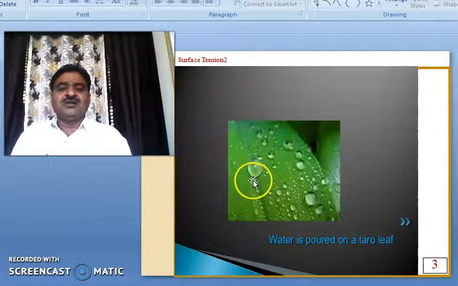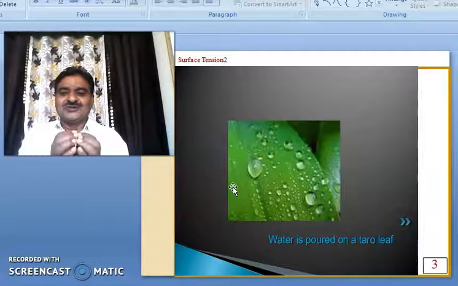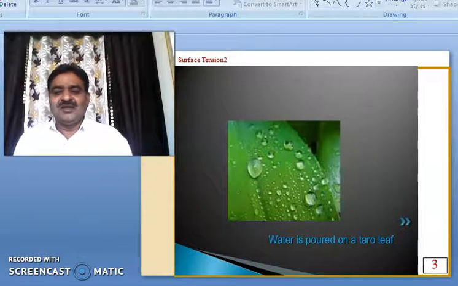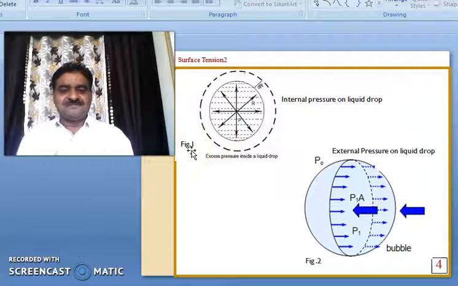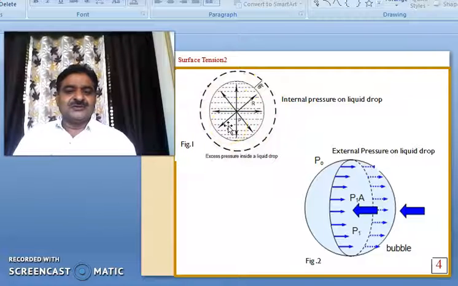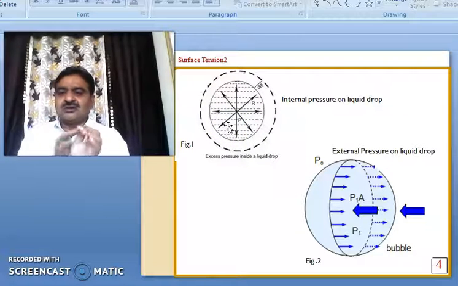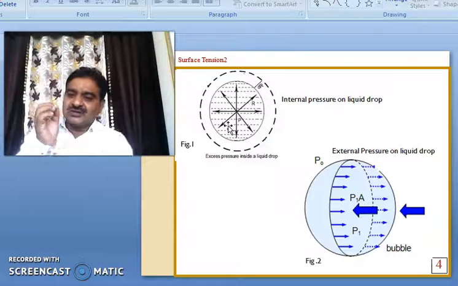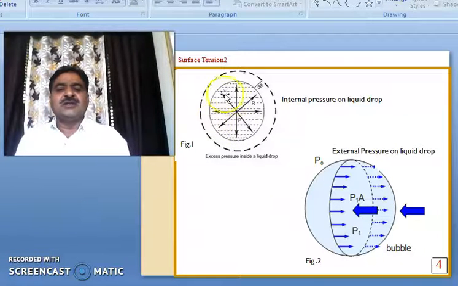See here, water droplet. Area is reducing because of surface tension. Here I will show you one interesting thing. Suppose this is a water drop. What is this? Water drop, spherical in nature. Actually, we have seen in the first lecture that exactly a water drop is not spherical because gravity is acting on it. But here we have to consider that it is spherical in nature.